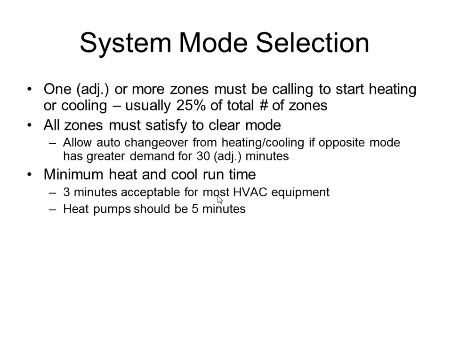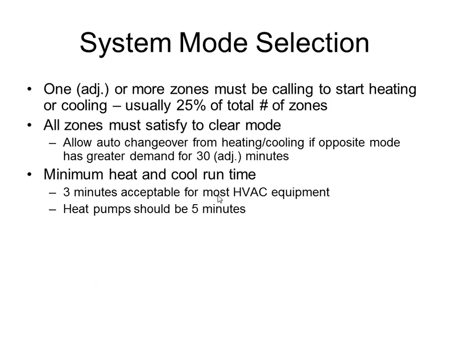A general sequence that's built into most VVT systems is an all zones satisfied clear mode. So in order for a unit to switch from cooling to heating mode, you will need all of the zones that were calling for cooling originally to be satisfied. So if you have the unit going into cooling because 2 zones are calling for cooling, if one of those zones satisfies but the other is still not there yet, the unit will still run cooling until that other zone becomes satisfied, and then it can switch into heating.